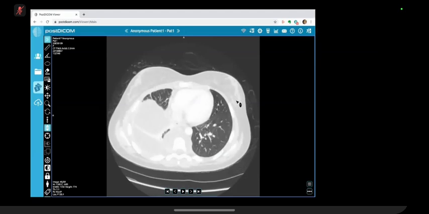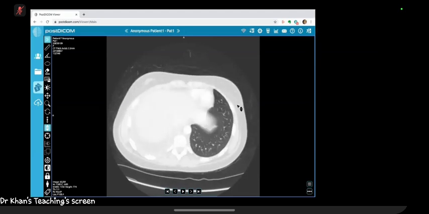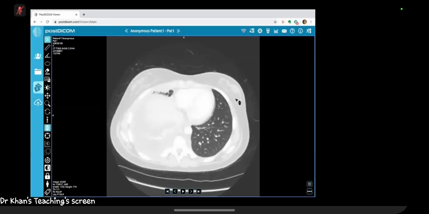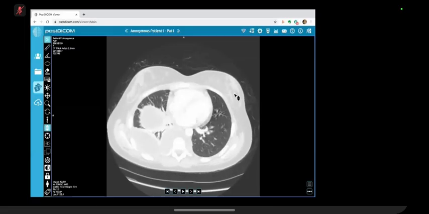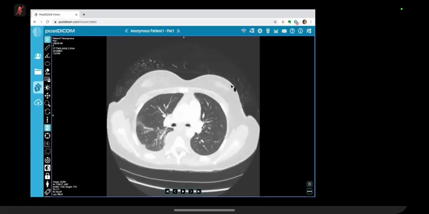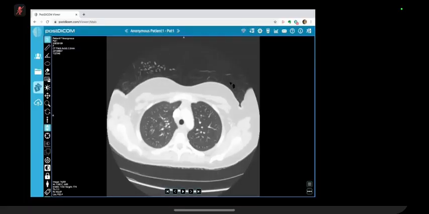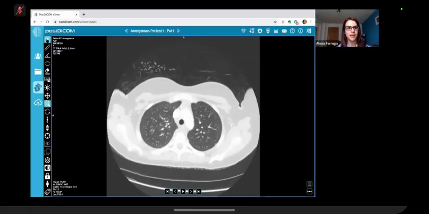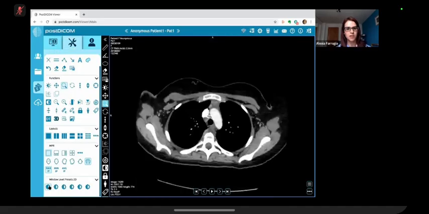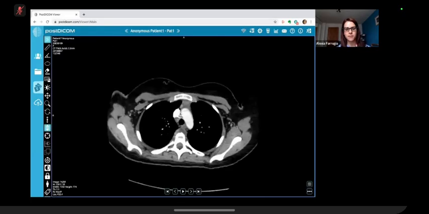I can see early or mild tree-in-bud appearance, maybe in the segments abutting the density, that I cannot really appreciate in detail on this window. Okay, that's good. I will change to the standard window. Have a look.